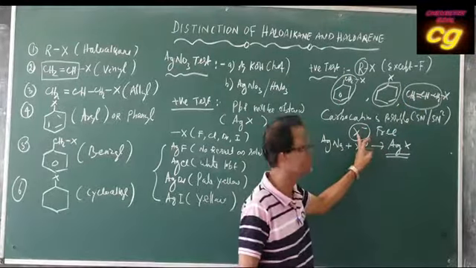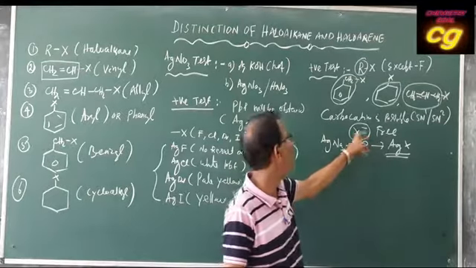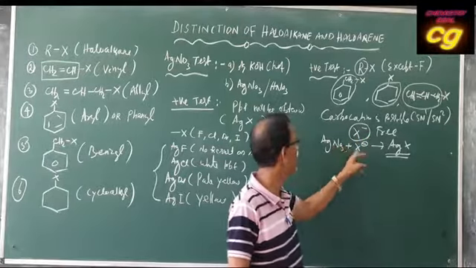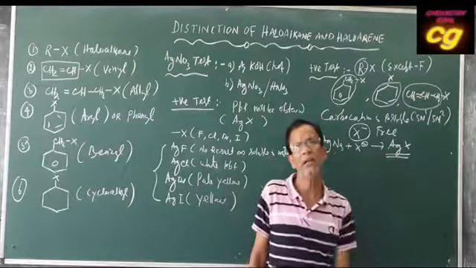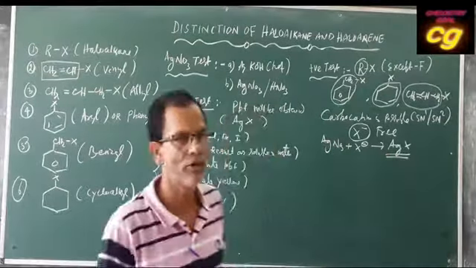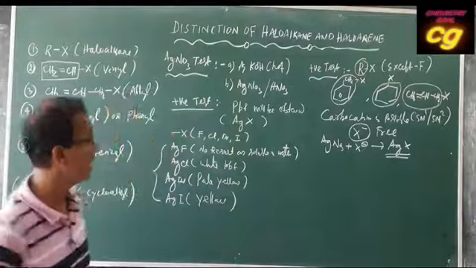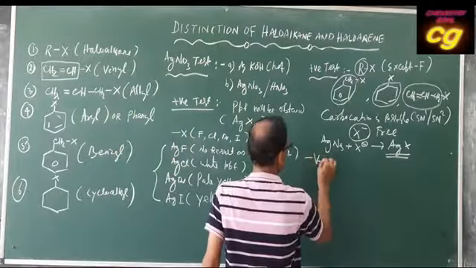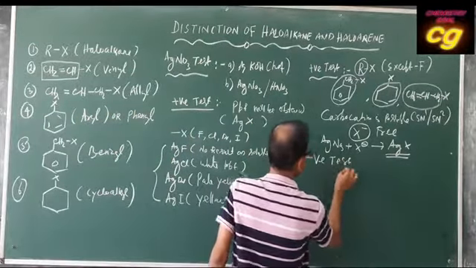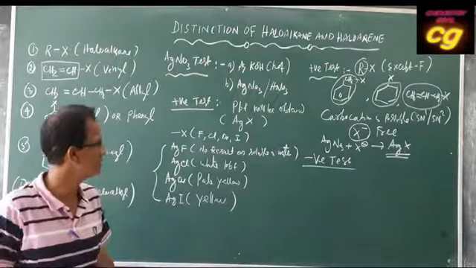That's why the result is X minus, halides will be produced, and when you add silver nitrate solution, the halide reacts with silver nitrate producing AgX with a specific color. That's why it is easily identified. Negative test. Which will give a negative test? Negative test means it does not show this test.